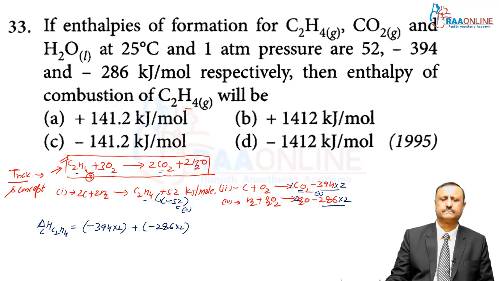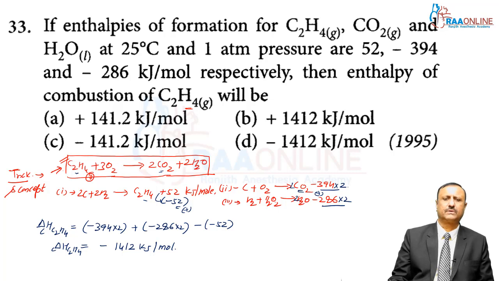Here this is minus 52 kilojoule. So my dear students, when you multiply 2 plus and multiply by 2, minus plus, it is added, then you can get minus 1412 kilojoule per mole. So my dear students, it's the heat of combustion of ethylene, and you can solve it easily by trick.